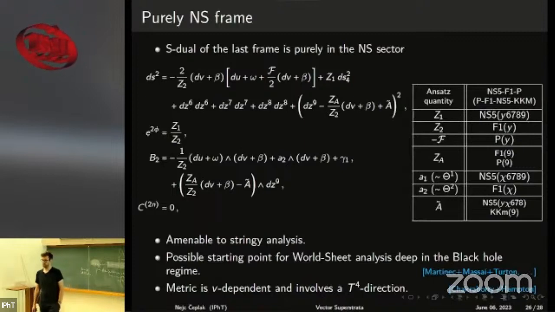Can I ask a really basic question here? So in this frame you have NS5, F1, P charges, but then you also have these F1 and P charges along the 9. Dipoles, right? So they are dipoles, even though they're not, because they wrap only the 9. Yeah, so basically they have polarization along the 9. So only the first three should be thought about as global charges.